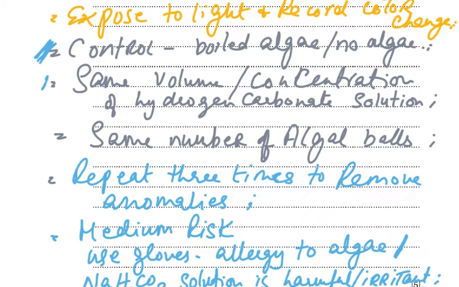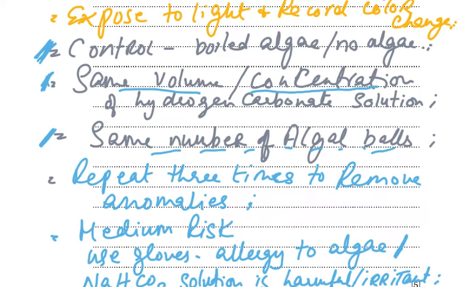Then as I told you about the fluid part, same volume or same concentration of the hydrogen carbonate solution. So this is what we were going to talk about, same volume and same concentration. You could say take 20 ml or 30 ml of 5% hydrogen carbonate solution. That would get you that mark, and that is what you keep constant. Then the same number of algal balls. You could also say the same mass.